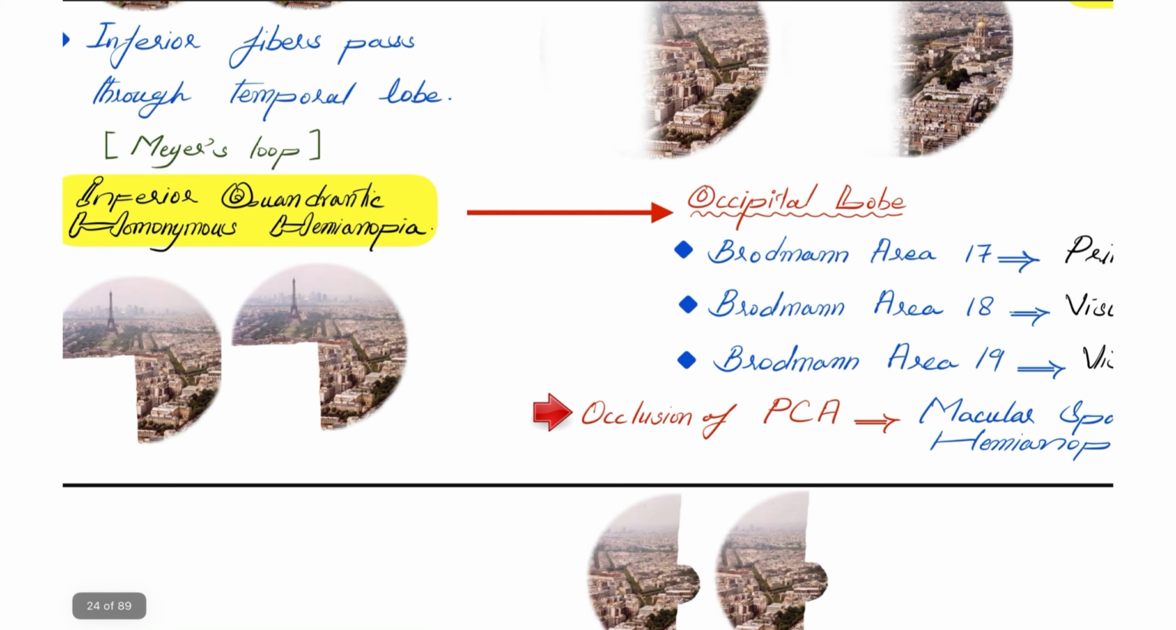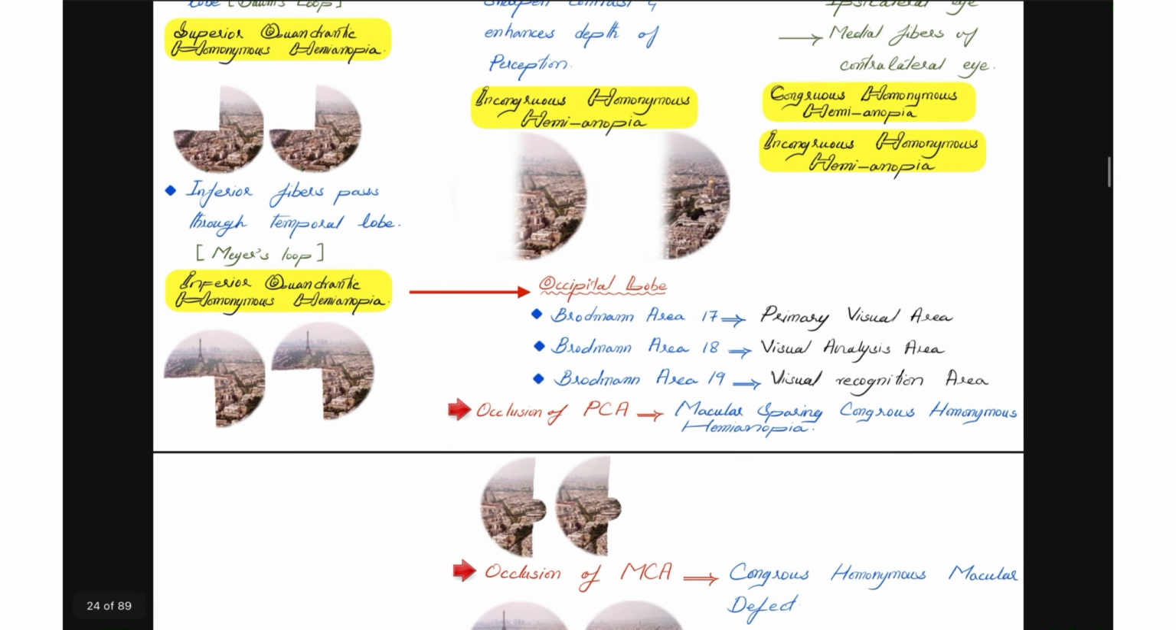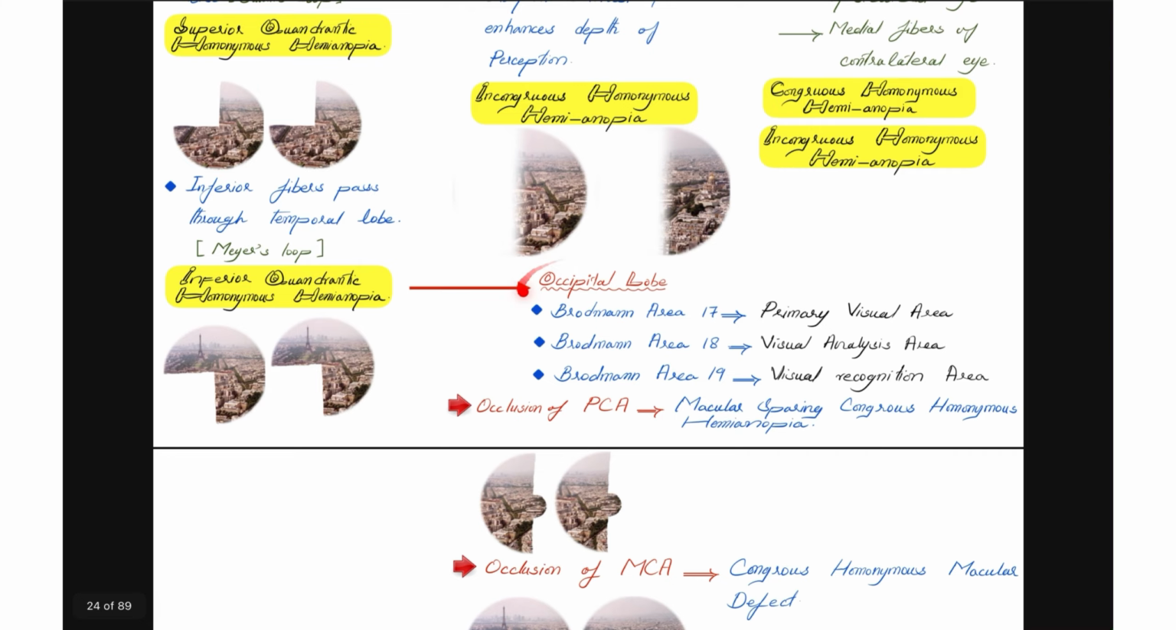Now, occipital lobe. Occipital lobe is divided into Brodmann area 17, 18, and 19. Now, what is Brodmann area? Brodmann areas are the regions of the cerebral hemisphere which are divided on the basis of cell types, their arrangement, and function. So, Brodmann area 17 is called primary visual area, and Brodmann area 18 is called visual analysis area, while Brodmann area 19 is called visual recognition area.